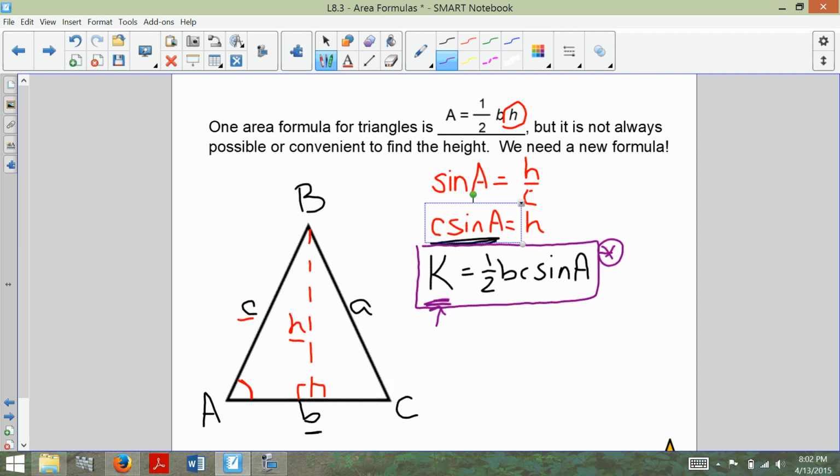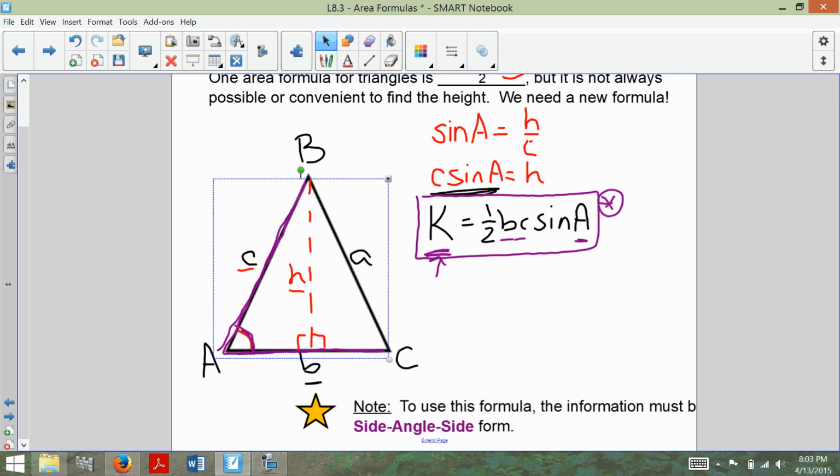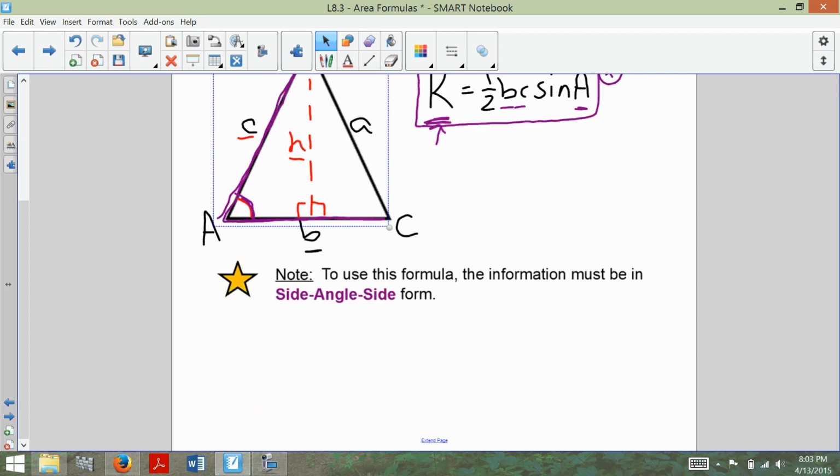Now, B and C and A, we sort of pick them arbitrarily. We don't necessarily know that the three angles in the triangle are going to be named B and C and A. But the thing that we want to take from this is that B and C in this triangle here are two of the sides, and A is specifically the angle in between them. So the way this area formula works is that I have two sides and then the sine of the angle in between. Okay, so what we want to keep in mind is that the information we need must be in side angle side form in order to make this formula work.